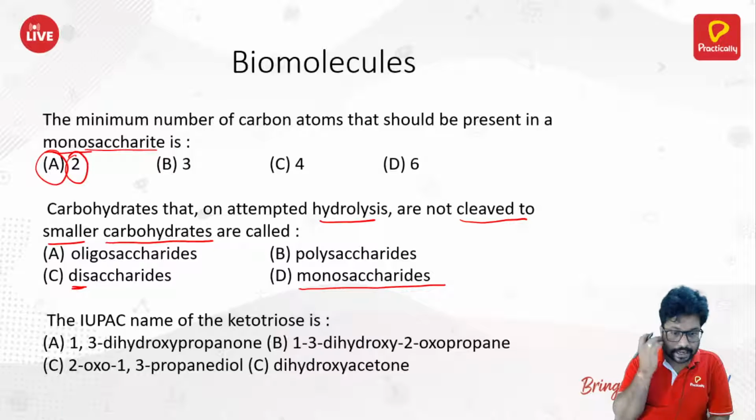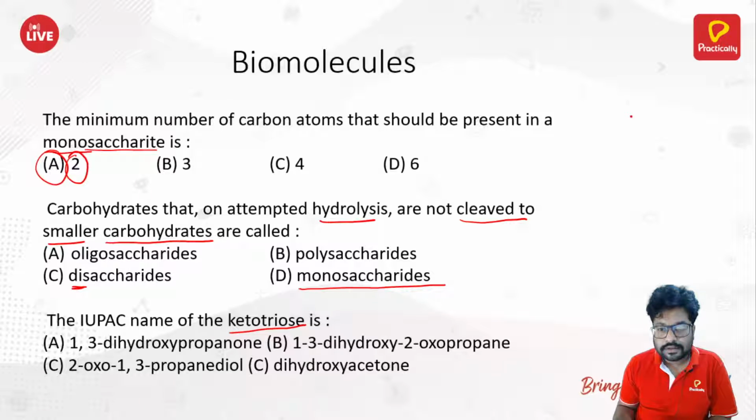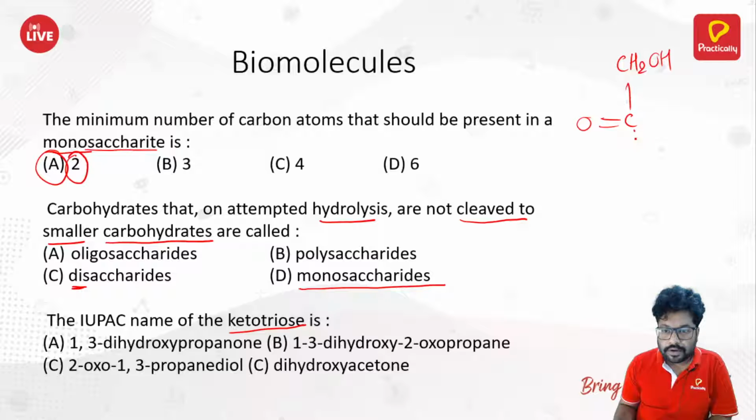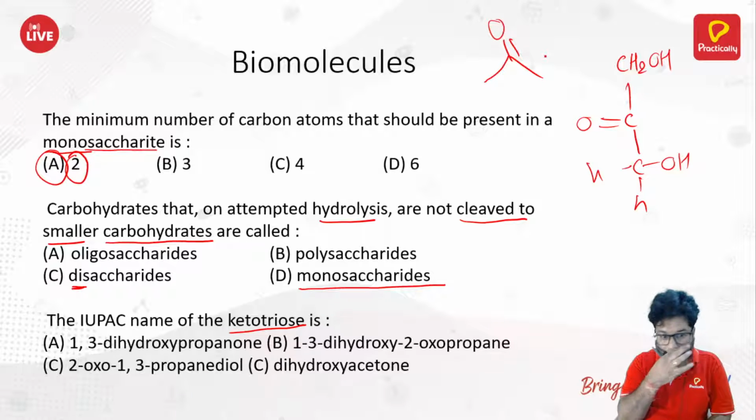Okay. Next, IUPAC name of keto triose is. What is keto triose? C double bond O, CH2OH, CH2OH. This is our keto triose. You can see it is just like acetone. This is acetone, right? Acetone's IUPAC name is propanone, right? But instead of having CH3, they have the OH here. And we call that triose.